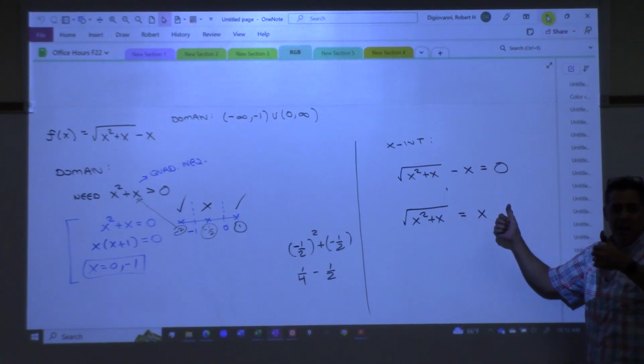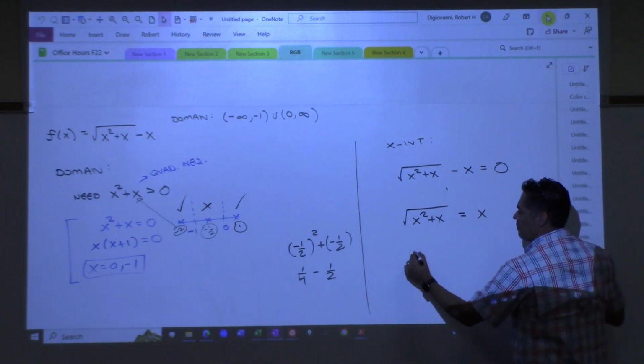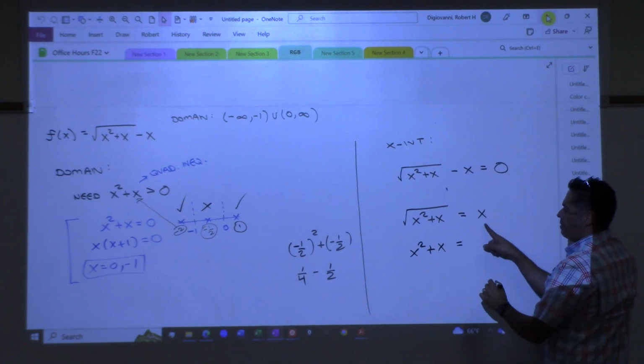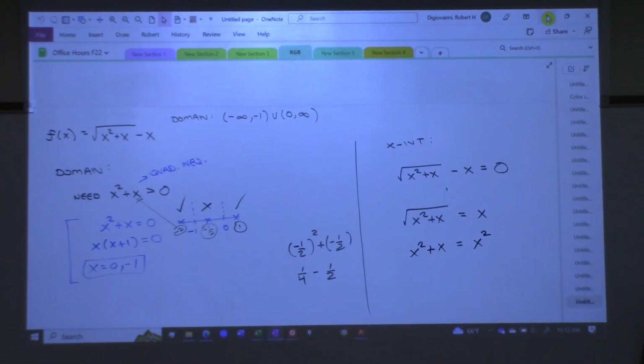Now I square both sides, okay? What happens if I square this side? What do I get? X squared plus x. And what happens if you square this side? X squared. Okay. Hey, that's actually not that bad, right? Because now, what can I do here? Subtract x squared on both sides?